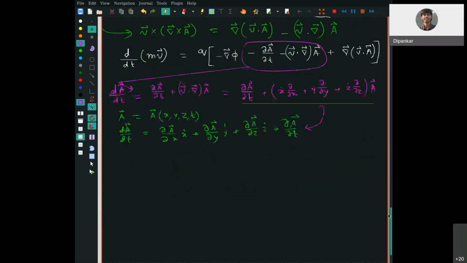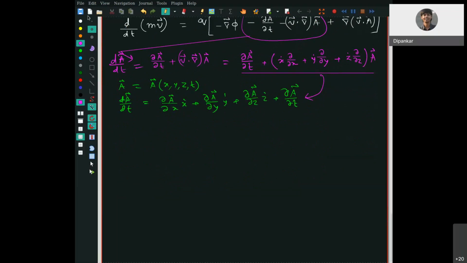So with this insight, I can again simplify my above equation of motion here. So d dt of mv equals q times.